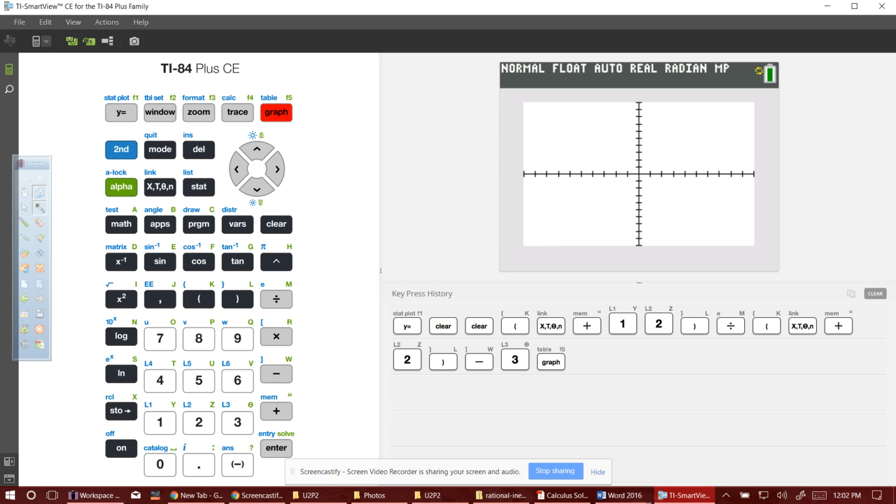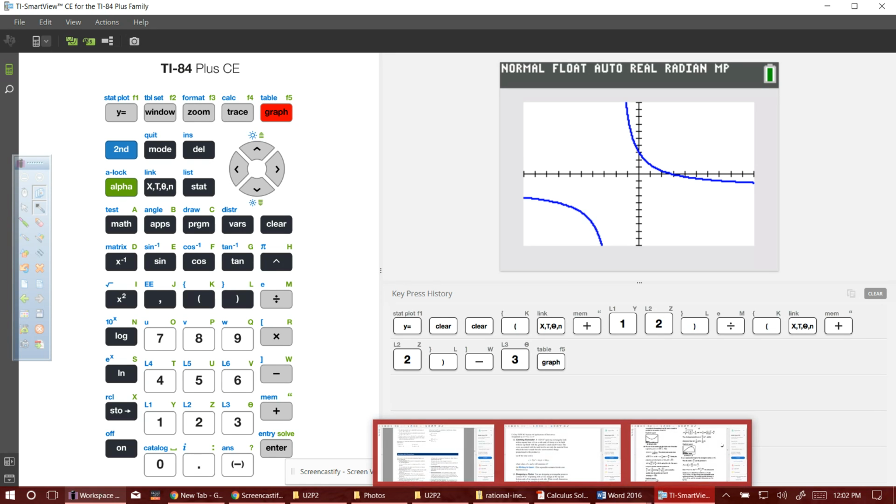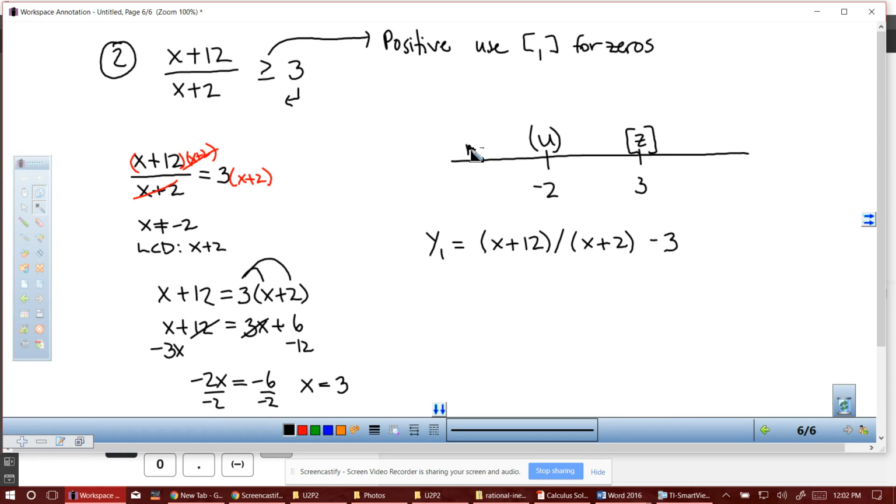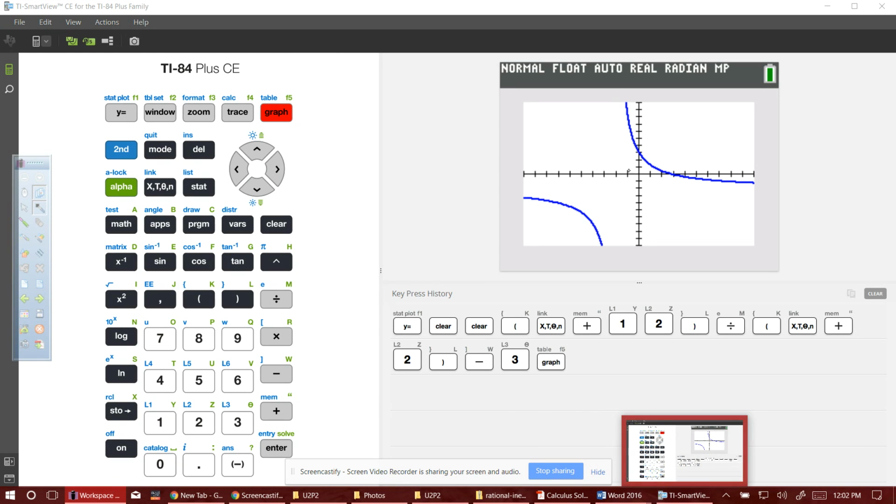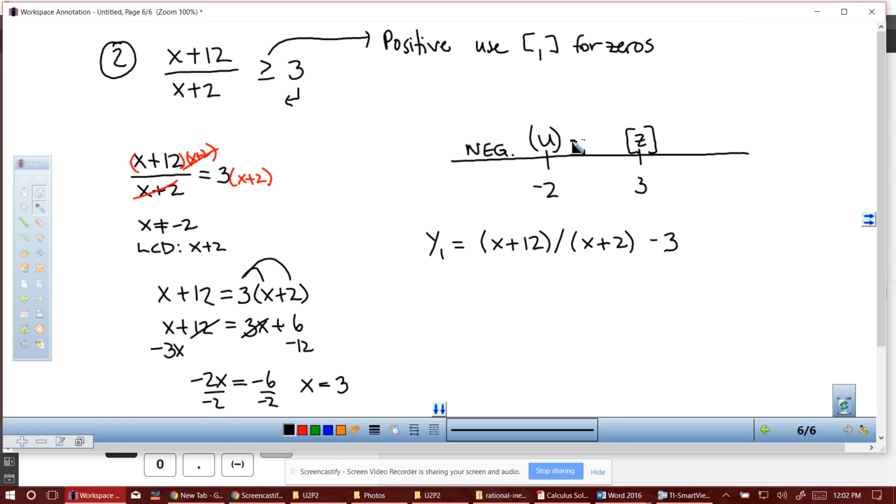Now as I look at the graph here, I can clearly see between negative infinity and, I believe that was negative 2, the graph is below. So I'm going to go back to my equation here and write negative. Then we'll go back to the graph, and between negative 2 and 3, the graph is above the x-axis. So I'm going to write that interval is positive.